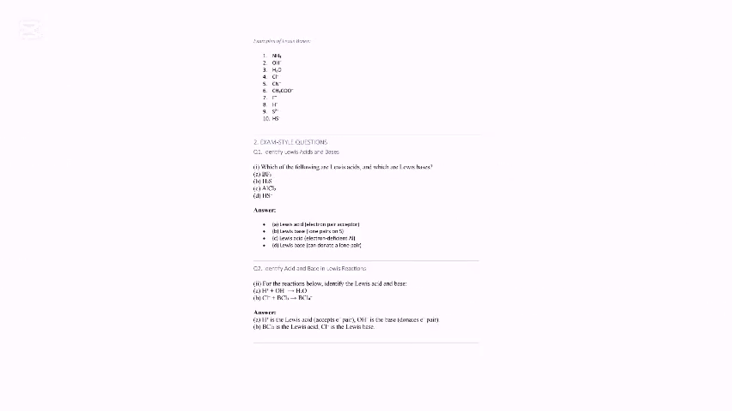Another thing you need to know is what sort of questions they will ask you. For example, exam style questions. I have these exam style questions. They will ask you to identify Lewis acid and base. So you need to know all those examples. Which of the following are Lewis acids, and which are Lewis bases? I've explained it here, so you can use this document as a reference.